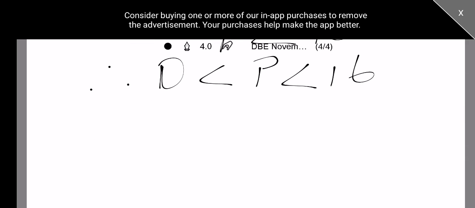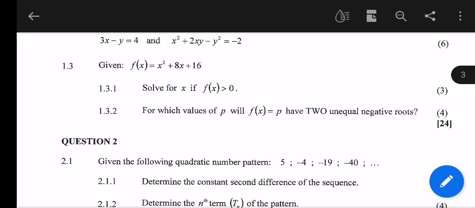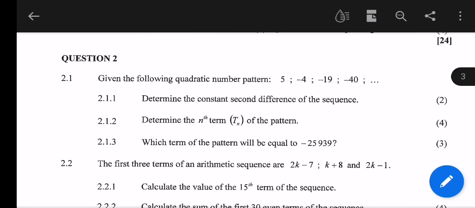Okay, now let's move on to the next question. Question 2, your sequences there. Given the following quadratic number pattern, 5, -4, -19, and -40, determine the constant second difference of the sequence.